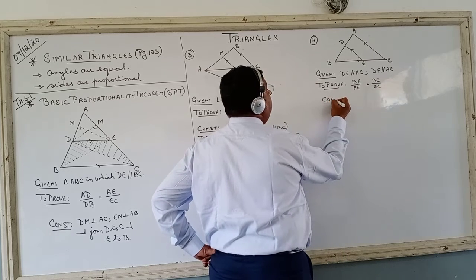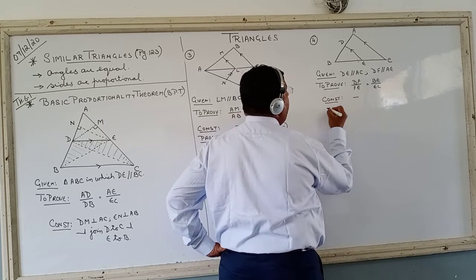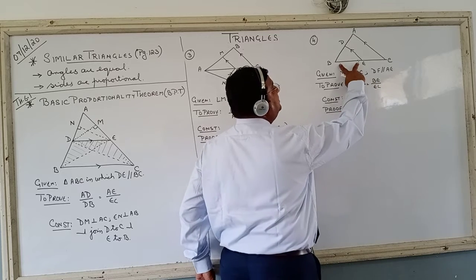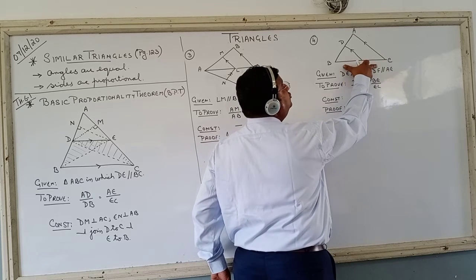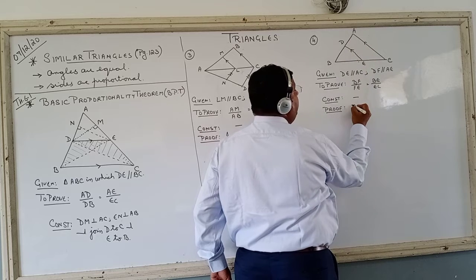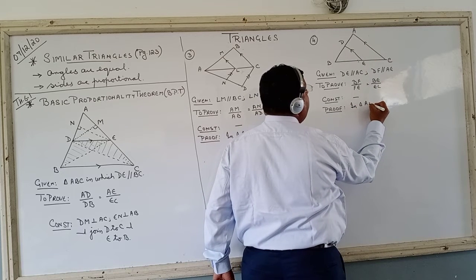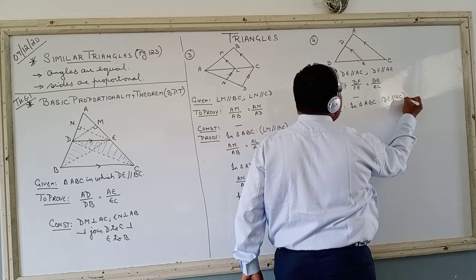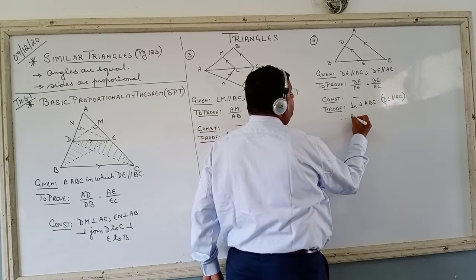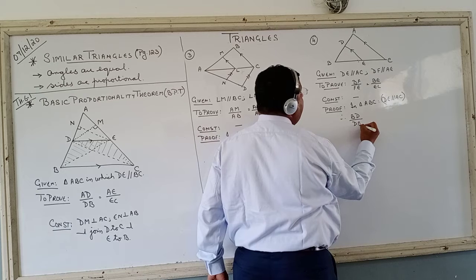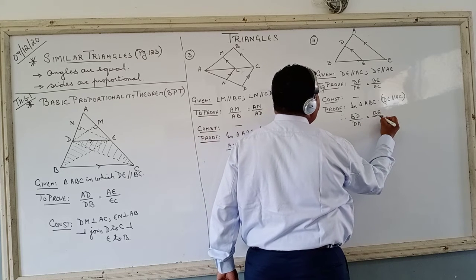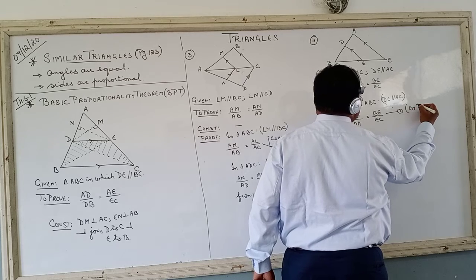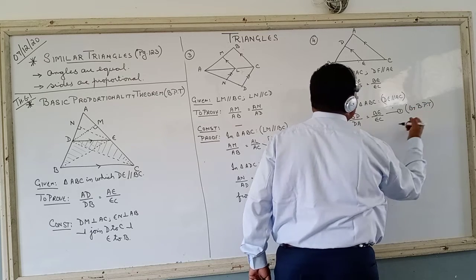The construction and proof. Check. Am I visible? BE upon EC. So this is BE, this is EC. Are these two sides divided in the same ratio? In triangle ABC, DE is parallel to AC. So therefore, BD upon BA equals BE upon EC. Equation number first, by what theorem? By BPT. Can you see that?